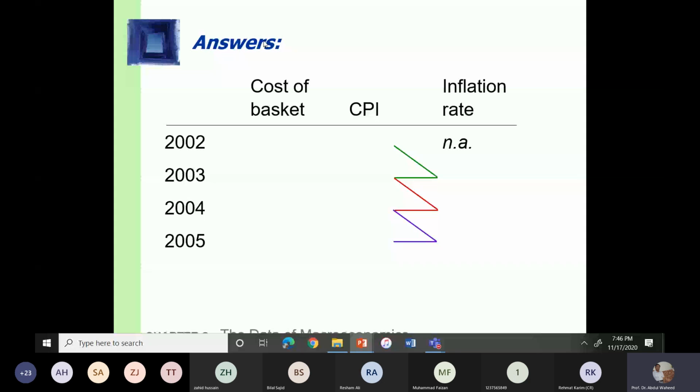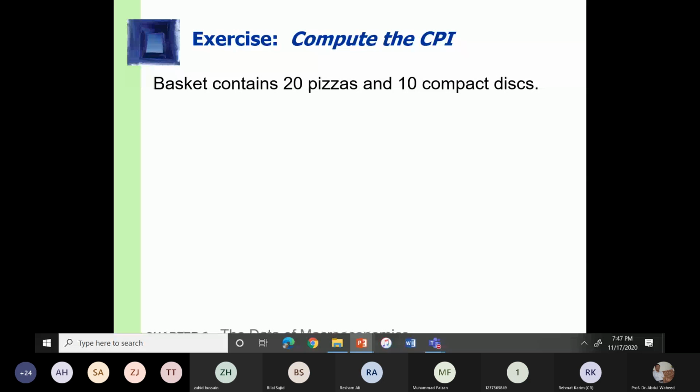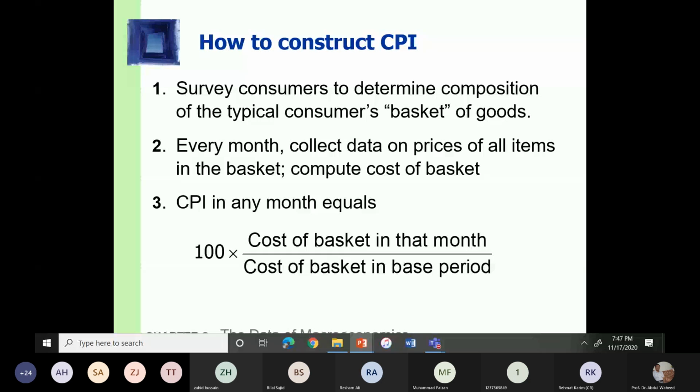Okay, now if you got these numbers, then you have to calculate CPI. You know how to calculate CPI: cost of basket in that period divided by cost of basket in base period, and then you multiply by 100. So this is the CPI. Now in our case the base period is 2002, so use this. It means you will use the cost of basket of 2002 as the base period, and then take the cost of basket in 2002, then 2003, then 2004, and for each you have to multiply by 100.